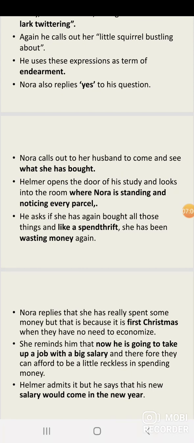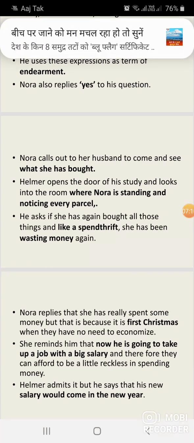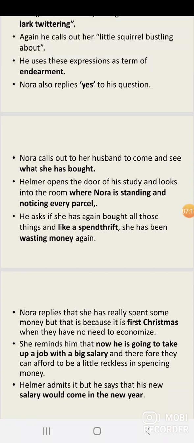So see how the husband Helmer changes his tone. Earlier he speaks in love, calling her little squirrel, but now he says that you have spent the money unnecessarily and that you are like a spendthrift again. Then Nora says, okay, yes, she has really spent some money, but that is because it is their first Christmas in this apartment when they need not economize, and therefore she has spent some more money this year.